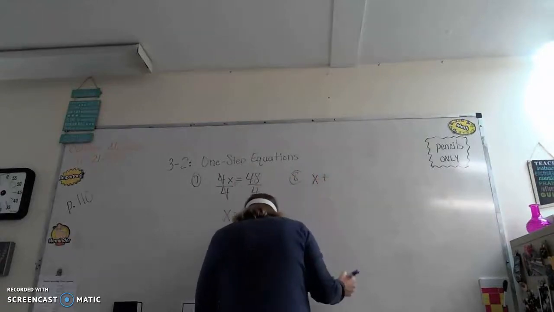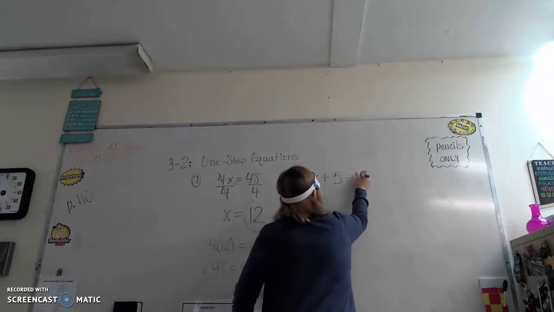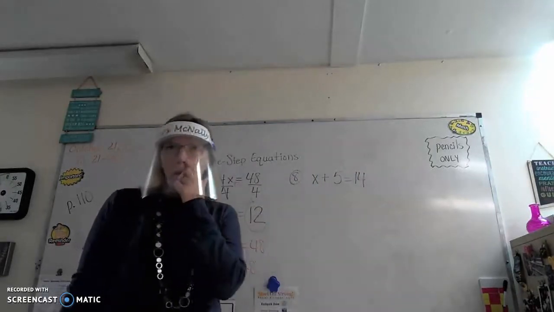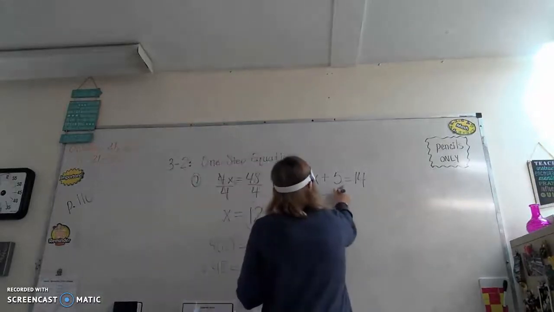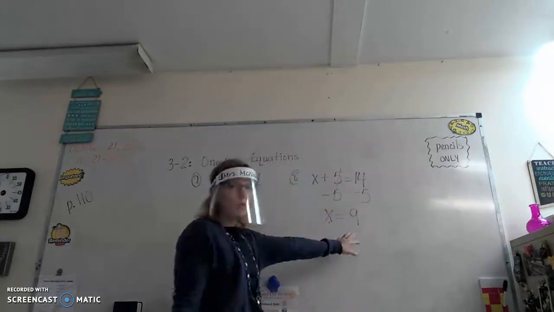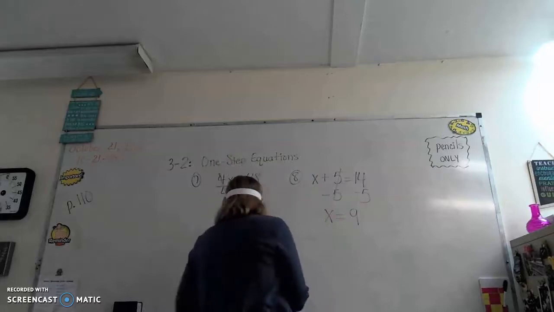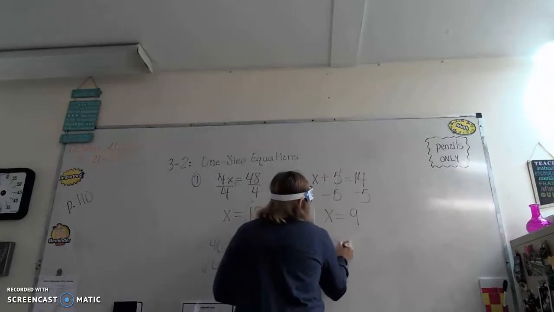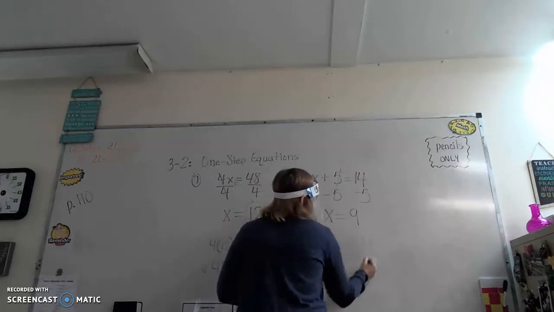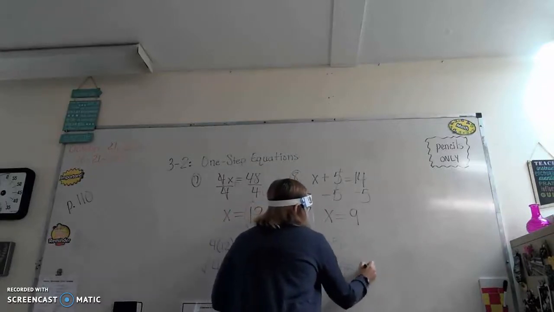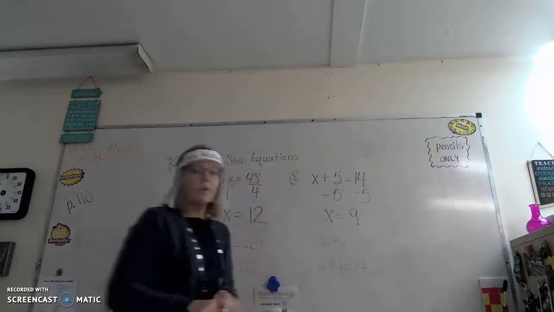You can do it. x plus 5 equals 14. So how do I solve this one? Minus 5 from both sides. And 14 minus 5 is 9. Okay, so now again, since we're checking, we're going to plug the 9 in and see if it equals. So 9 plus 5 equals 14, and 9 plus 5 is 14. So that means we got it right.